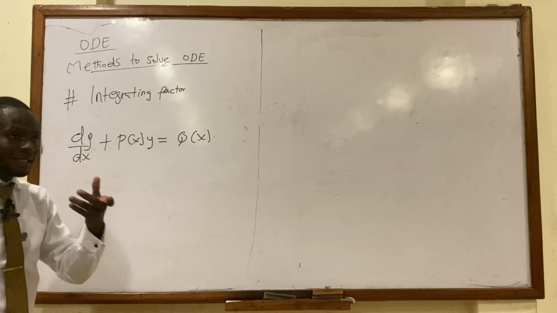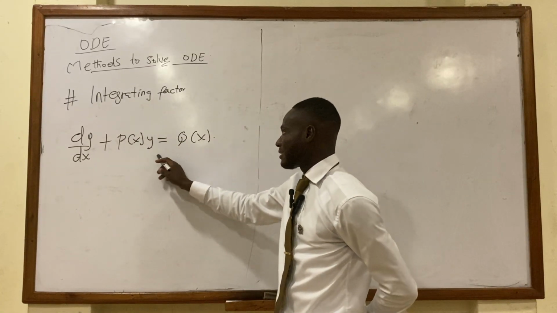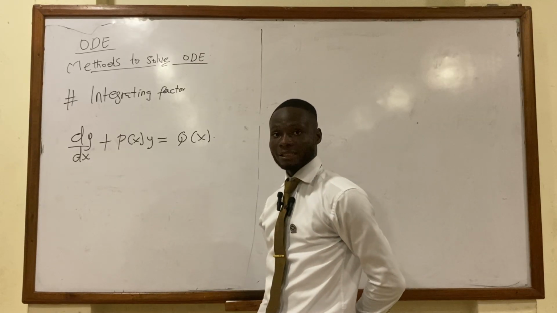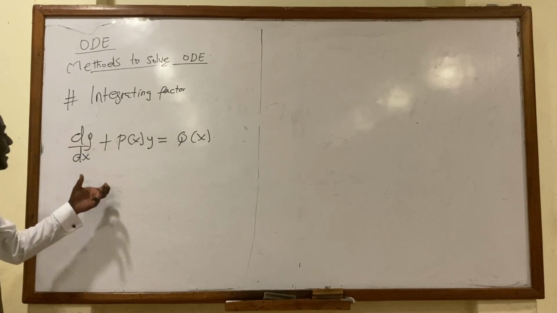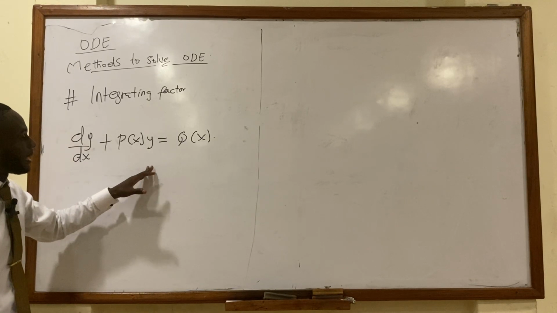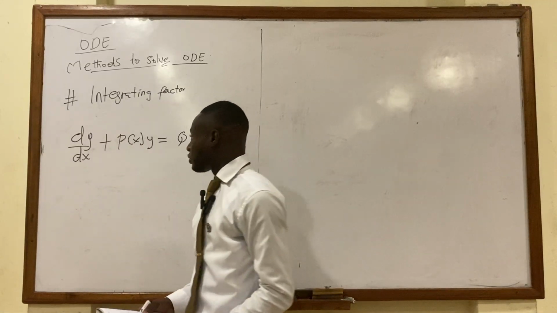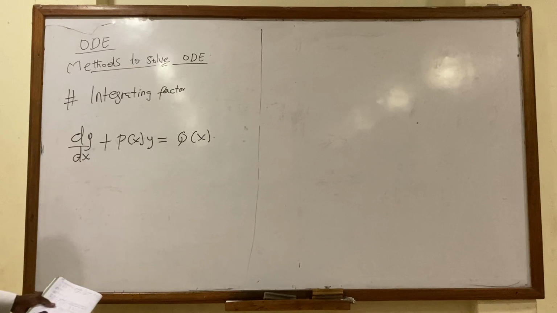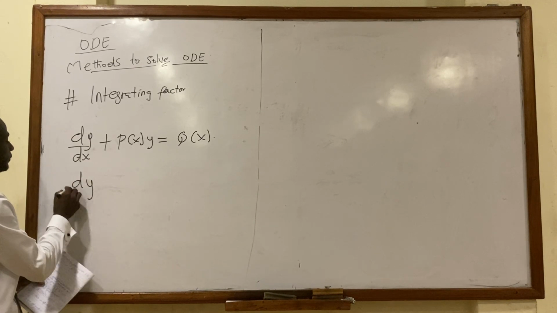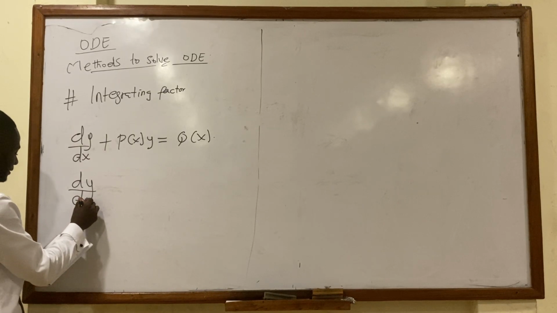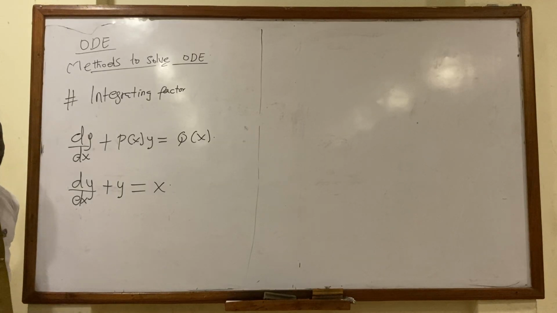So you are thinking about what p of x and q of x basically mean, right? So what do we do? From here, we can identify our p of x and our q of x from the function that we will be given to solve, right? So from here, let's look at an example. Taking this example, dy dx plus y is equal to x, right?